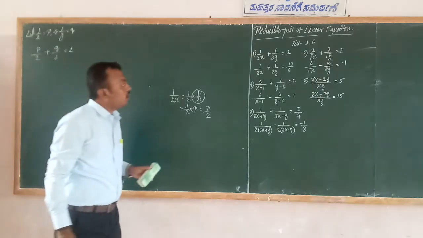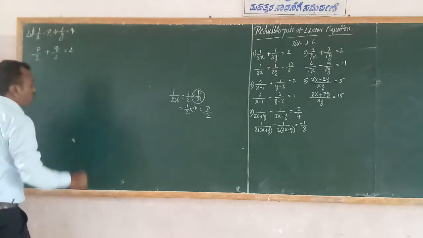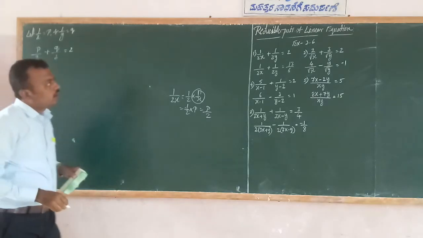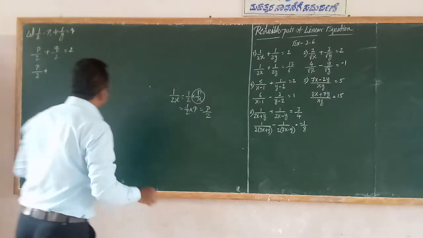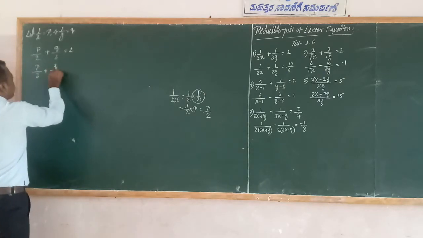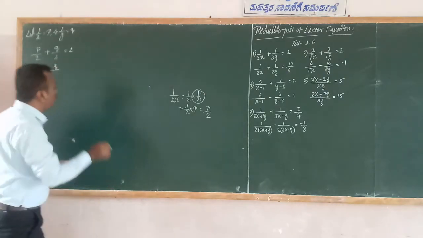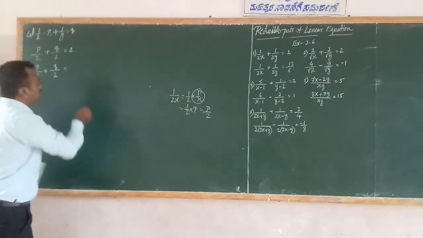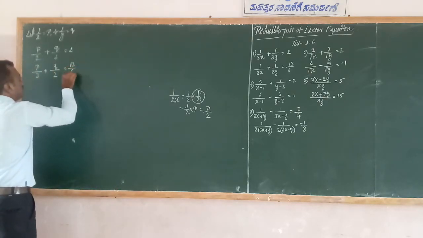Next, the second equation: 1 upon 3x is there. 1 upon x we call p, so p upon 3, plus 1 upon 2y, that is q upon 2, is equal to 13 by 6.